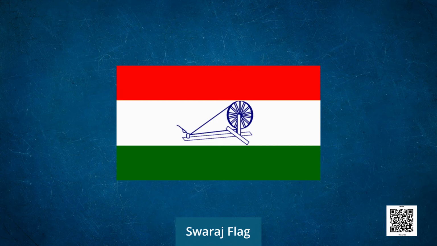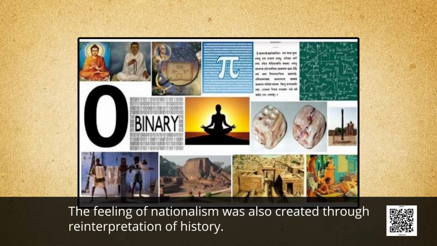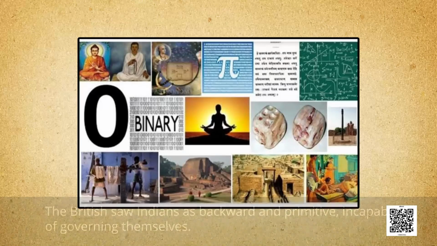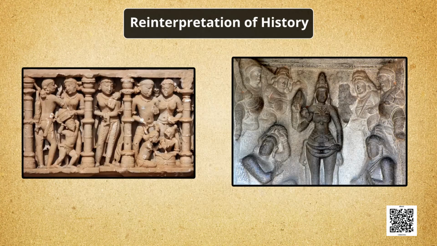The flag was carried during the marches as a symbol of defiance, meaning defying authority. The feeling of nationalism was also created through reinterpretation of history. The British saw Indians as backward and primitive, incapable of governing themselves. In response, the Indians began looking into the past to discover India's great achievements.